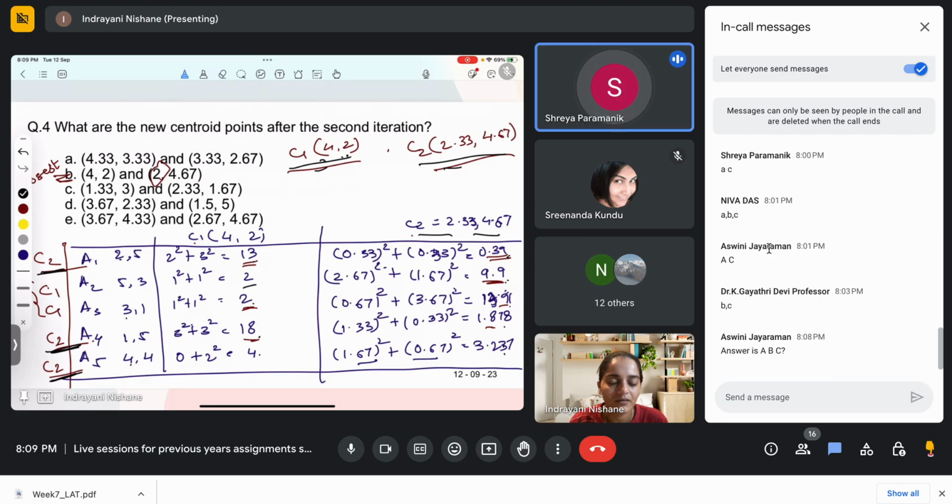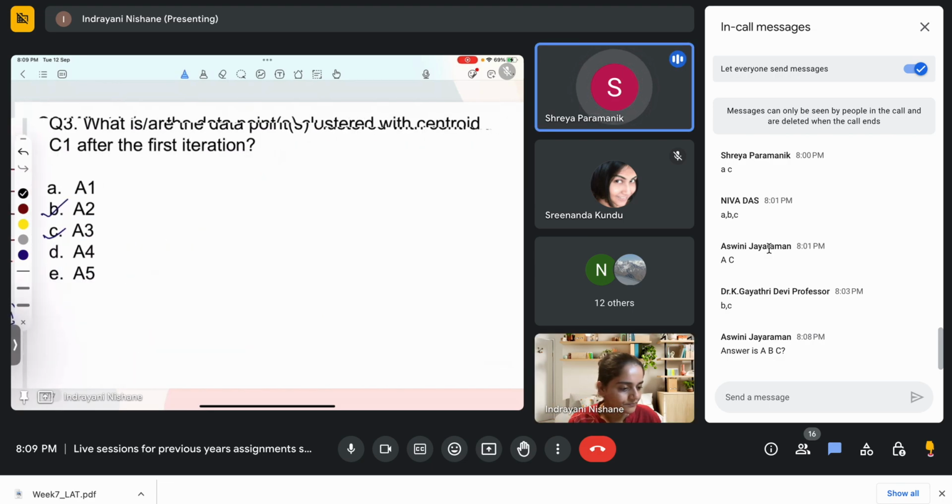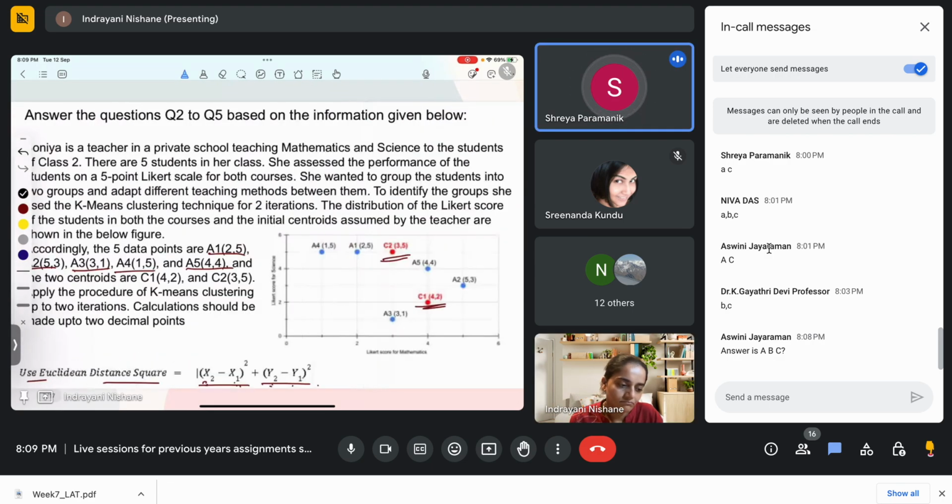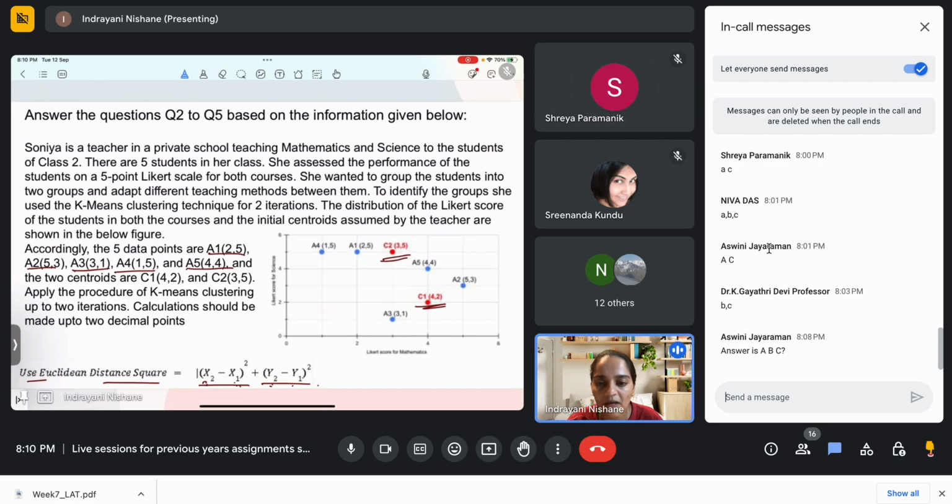Ma'am, whenever the question is asked on K-means clusters, the points like we have solved here, the centroids and A1, A2, A3, A4 and A5 will be given. And the formula of Euclidean distance is also given. Mostly the formula will be given. There are just two distance formulas which are majorly used: one is Euclidean distance and one is Manhattan distance.